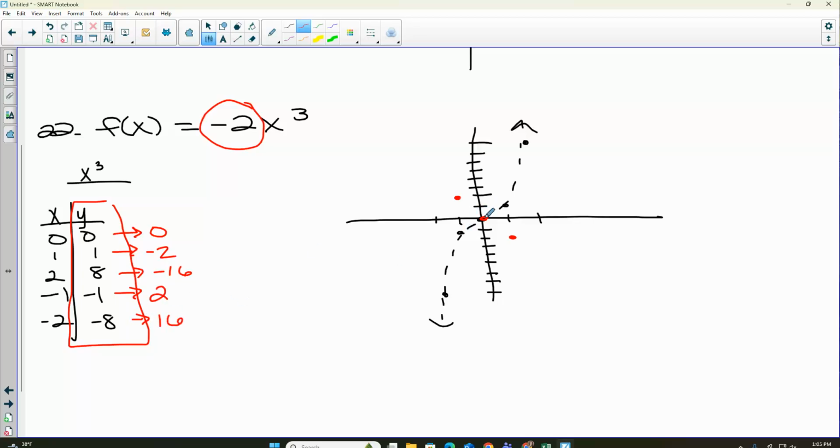So what it did is it flipped my chair, reflected it over the x-axis, and stretched. It's getting taller and skinnier. So if you're struggling, write out more ordered pairs.